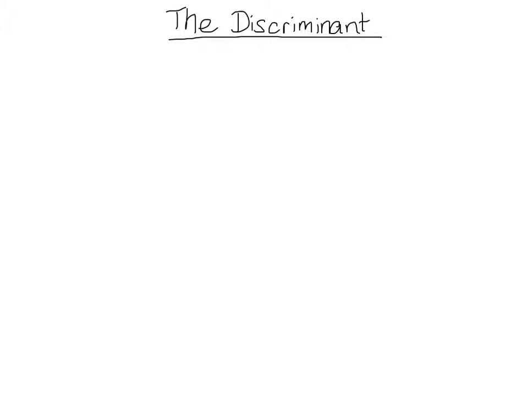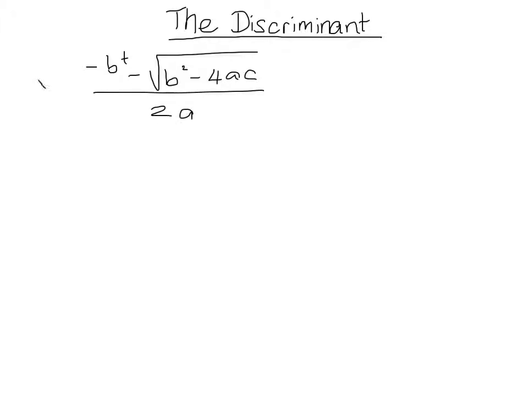So, the quadratic formula, just a quick review, we have negative b plus or minus the square root of b squared minus 4ac all over 2a. And that's in order to find x if you have a quadratic equation and you want to solve it.